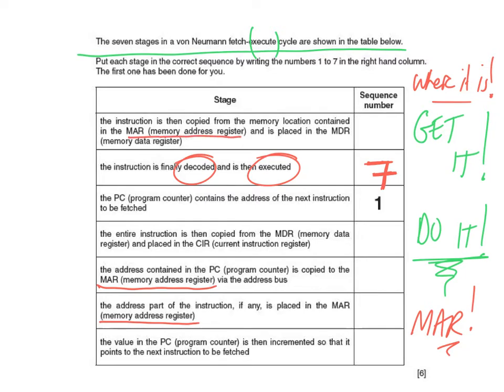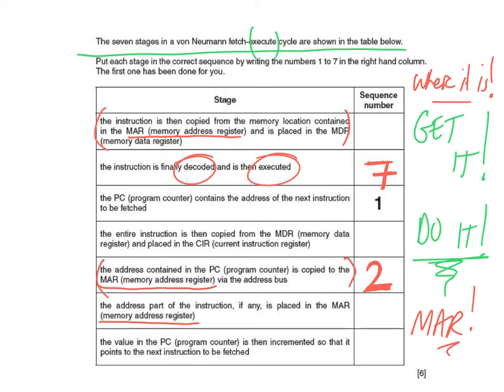So let's get a read. Instruction is then copied from memory location contained in MAR. So that's copying, it's not quite activated yet. Address contained in the PC is copied to the memory address register via the address bus. And the address part of the instruction is NA, placed in the MAR, memory address register. So it's going to be this one. We need to get the address that we want to access into the memory address register, so we know where to copy this data that's in the RAM into our register.